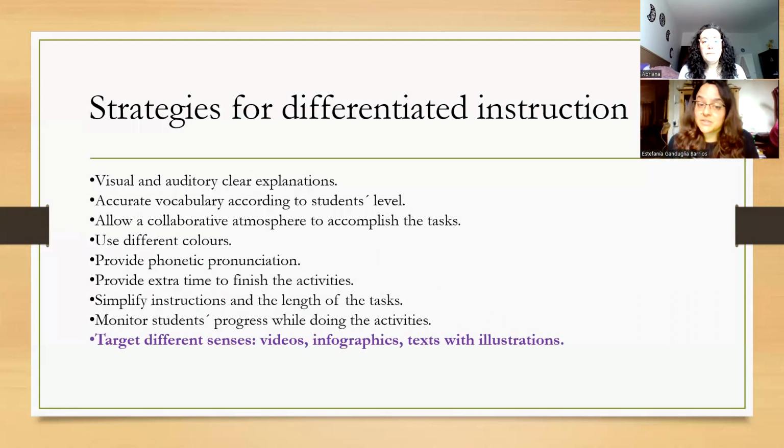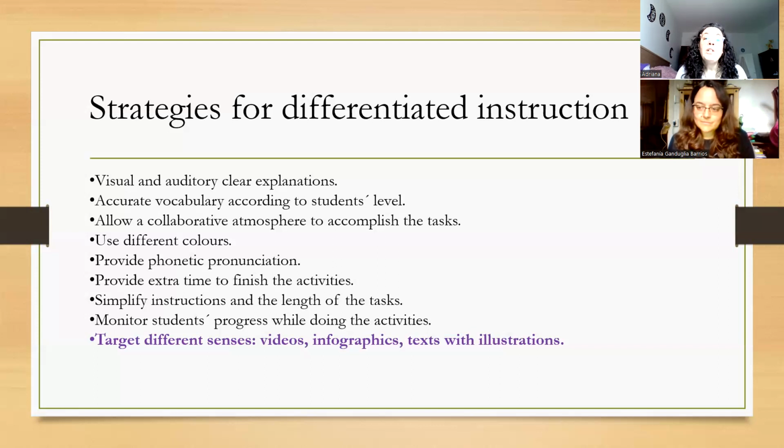Since we have dyslexic students in our class, we have to implement some strategies for differentiating instruction, and these are visual and auditory clear explanations, accurate vocabulary according to the students' level, a collaborative atmosphere to accomplish the task, and different colors. We are going to provide phonetic pronunciation as well as extra time to finish each activity. The instructions are going to be simple and we are going to shorten the length of each task.